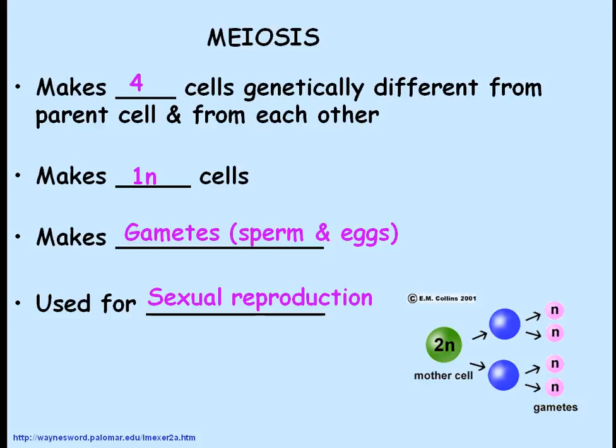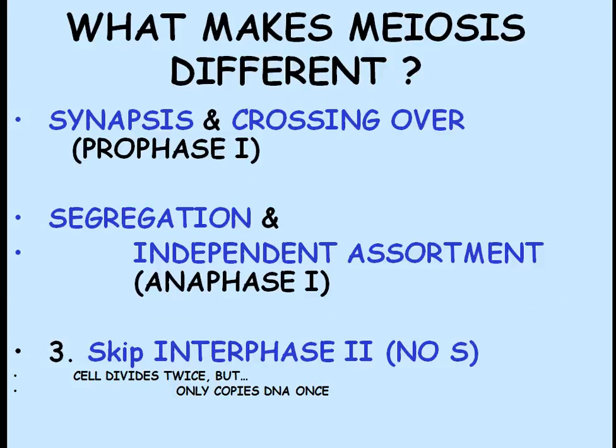But also the ovaries and the testes, they can still go through mitosis, but they are also the ones that go through meiosis in order to make the sperm cells and the egg cells. Okay. So what's going to make meiosis different?